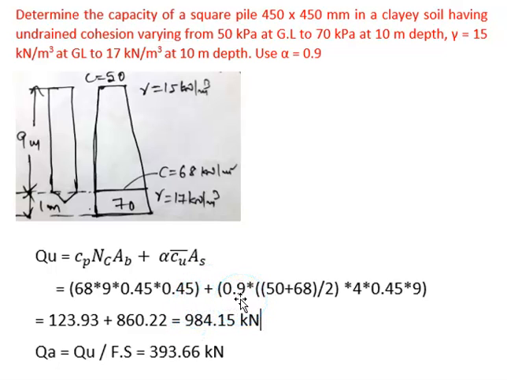Then alpha into Cu bar, average cohesion for this 9 meter depth. Over 9 meter depth, the average cohesion is (50 plus 68) by 2 into surface area, perimeter into length. Perimeter is 4 into B because it is square pile, multiplied by length of the pile, which is 9 meter. So that we can calculate ultimate load and then allowable load.